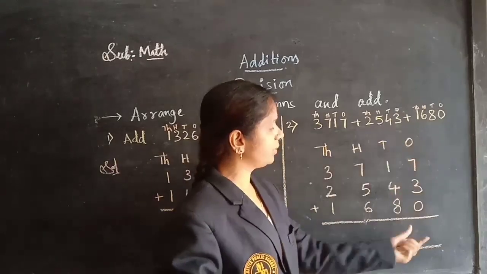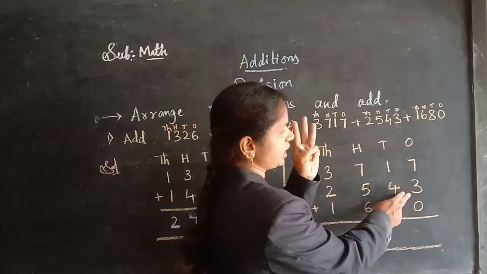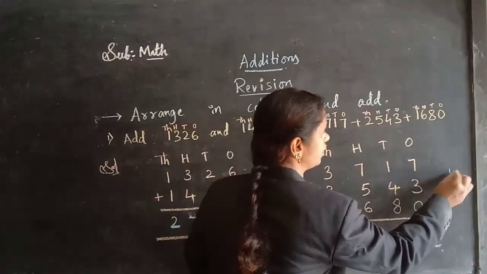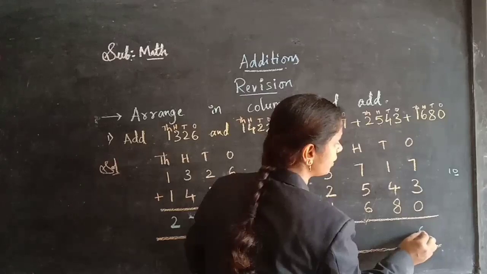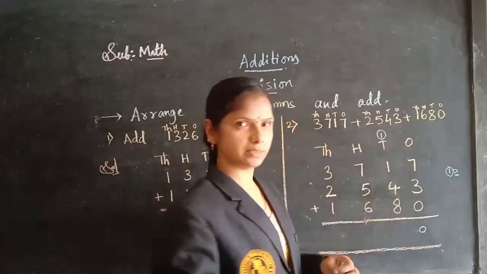Come on, ones column here. 7 after 3 I need to add. 7 after 3, nothing but 8, 9, 10. 10 I am getting here. So 0 here I am writing. And the next digit I am taking as a carry on the tens place.